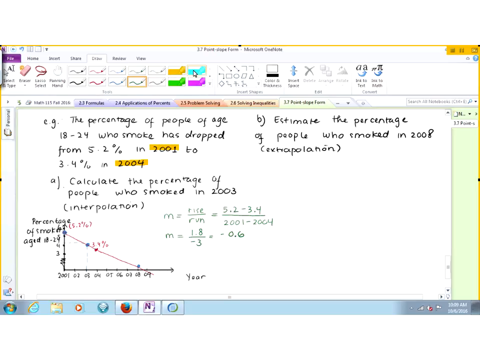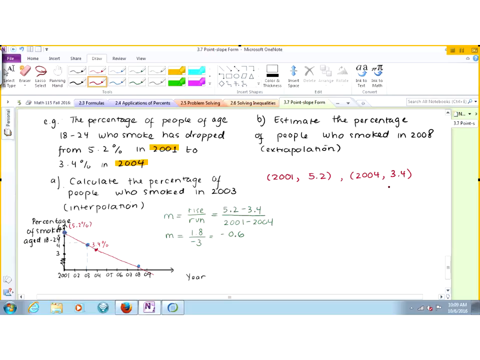Okay. Now what is your equation? So now you have 2 points. So the first point is what? 2001, comma 5.2%. And what is the second point? 2004, comma 3.4%. Yeah. So the percent we don't use, right?